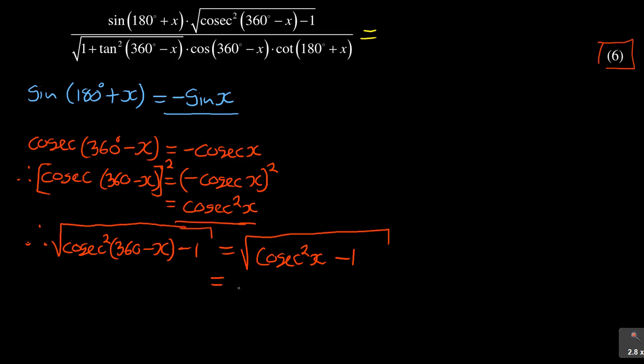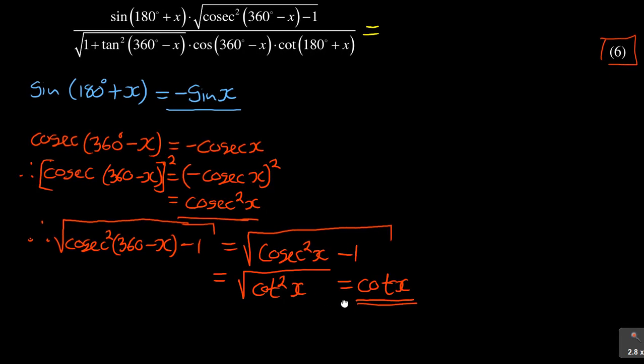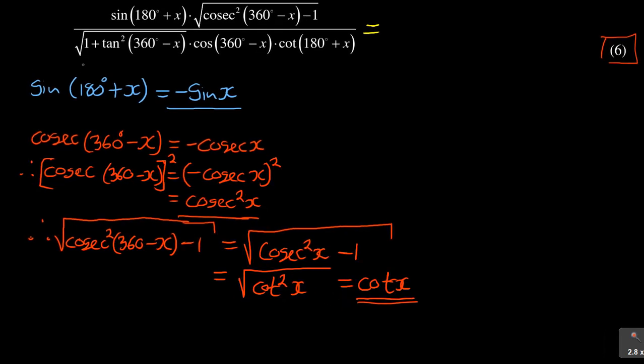So I can continue and say this is cot squared x, and now the square and the square root will cancel each other, so this becomes cot x in simplified form. So the top one will become cot x. We are simplifying it further. Now we are looking at the bottom one, which is this part.